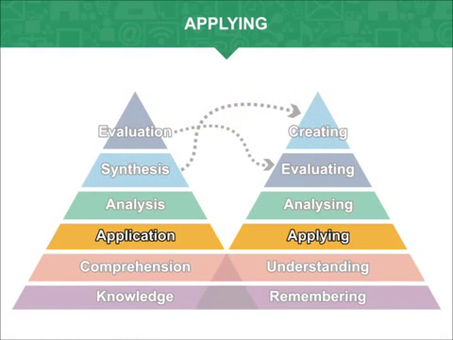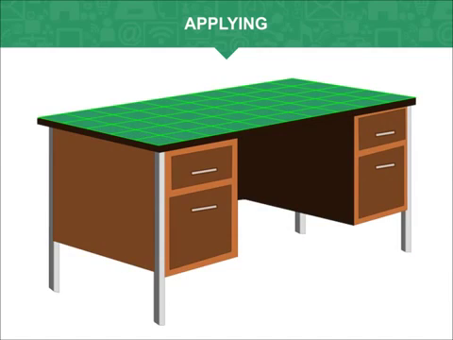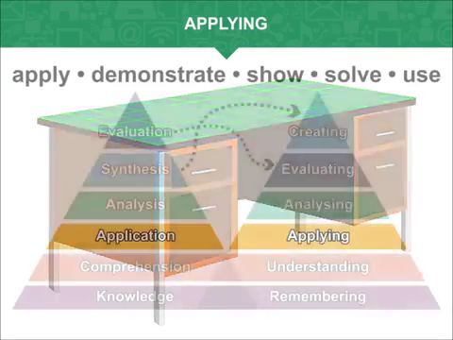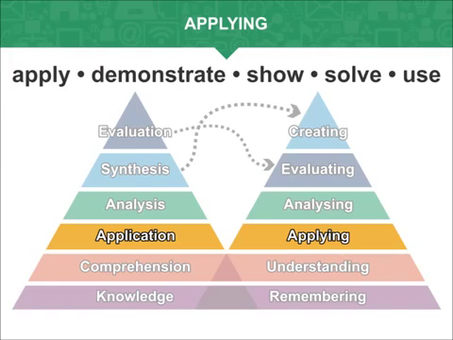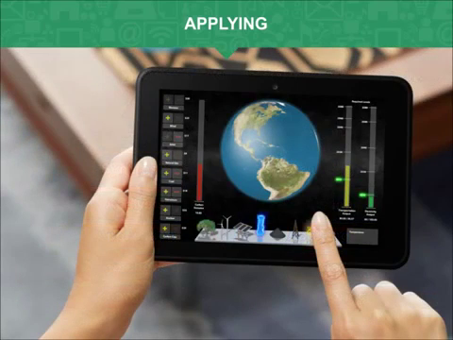The third level is applying. Here the learner needs to take the knowledge that they have to solve a new problem. Let's say you ask learners to work out the surface area of a rectangular desk. They will apply their knowledge of how to calculate the area of a rectangle to the specific problem in order to solve it. Keywords for questions on this level could include apply, demonstrate, show, solve, or use. Technologies on this level could include playing educational simulations, uploading and sharing content, and editing online content.